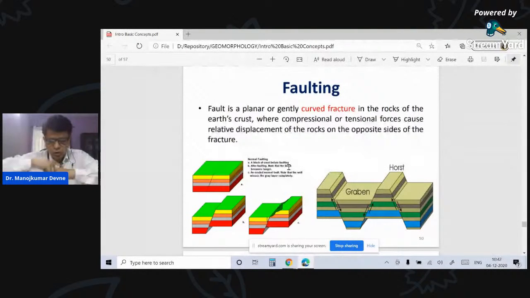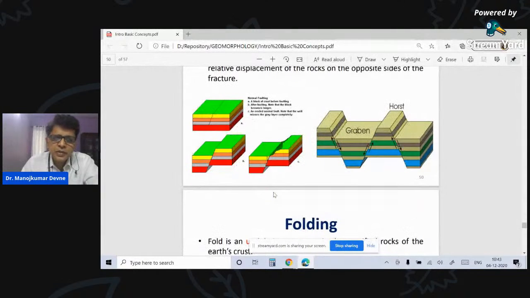It will be normal faulting, it will be reverse faulting. In normal faulting, you'll see that it leads to an increase of area. Reverse faulting leads to a decrease of area. And you could have multiple forms of faulting leading to block mountains and block valleys called horst and grabens, an originally German term.